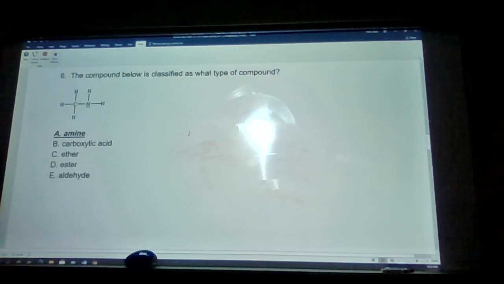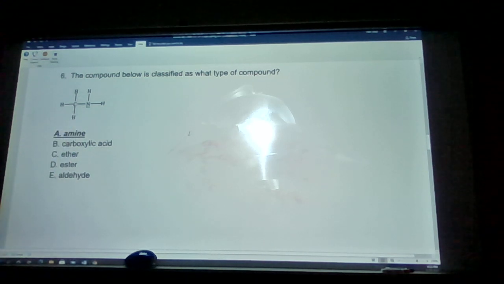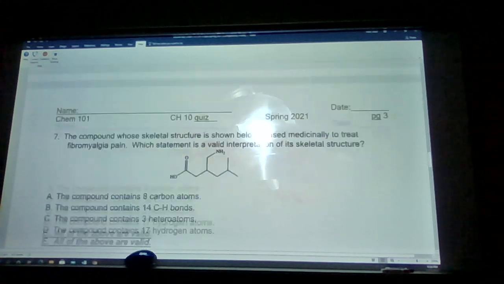Number 6, this is called an amine. It has a nitrogen bonded to carbon and 3 other groups. So the answer here is A.